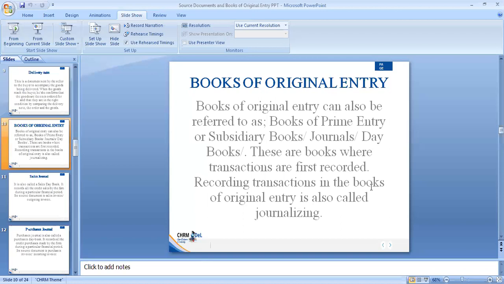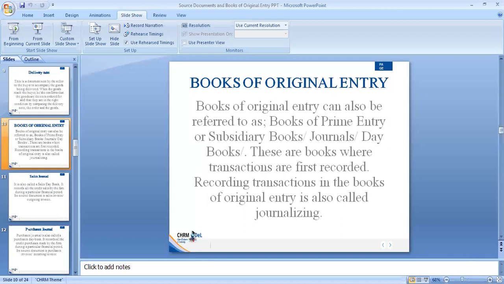From the ledgers, we get the other statements that we shall use in preparing the final statement of a business. So they are the original books. They are the original books because that is where the transactions were first entered. And in the next slides, we are going to see what these books of original entry are that we are referring to.